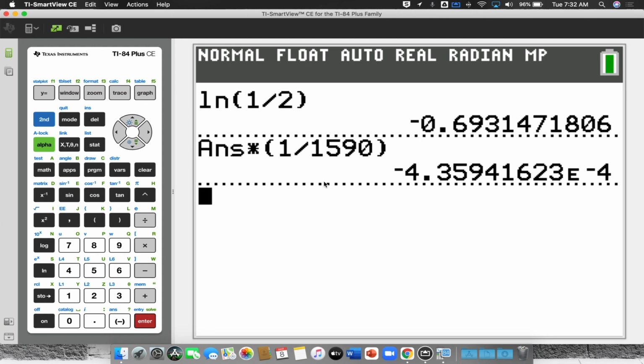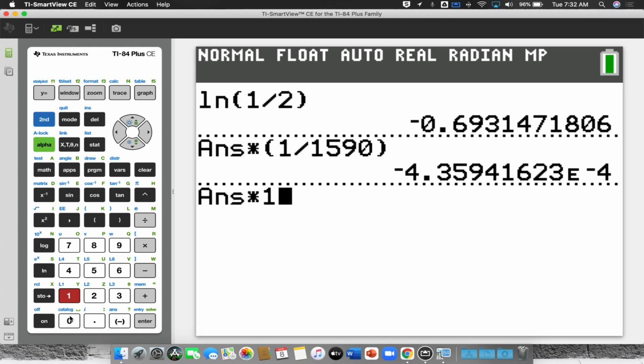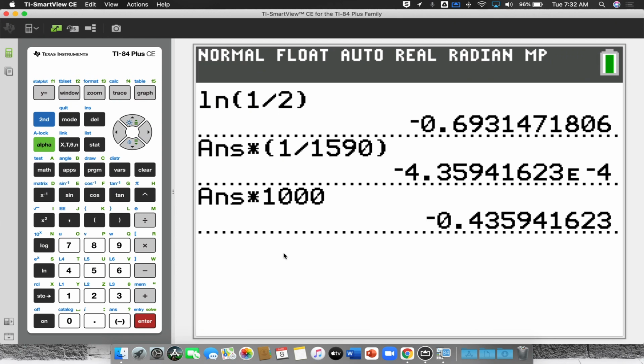Then I'm going to multiply that times 1,000. That's my power. So now I'm going to go E. Like I said, every scientific calculator out there has an E button.